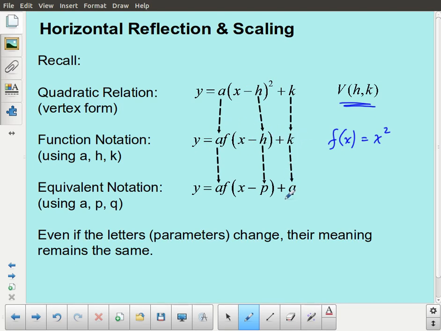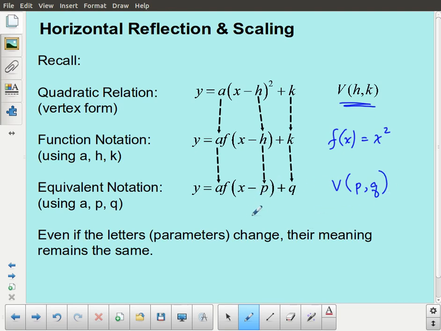Now, something else that we're going to be doing more and more of in this course is making different use of the parameters. A is going to stay the same. That's going to be the leading coefficient. Instead of h and k, we're going to be using p and q for our shifts, and that's another way of thinking. So that means p and q are going to represent the x and y coordinates of the vertex.